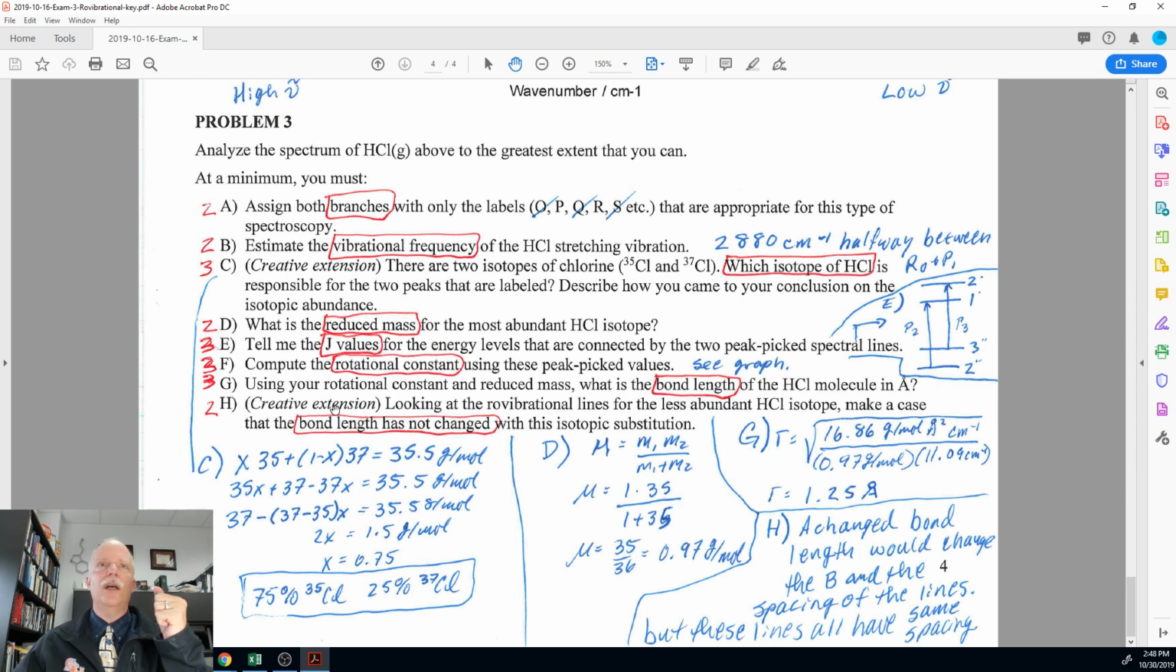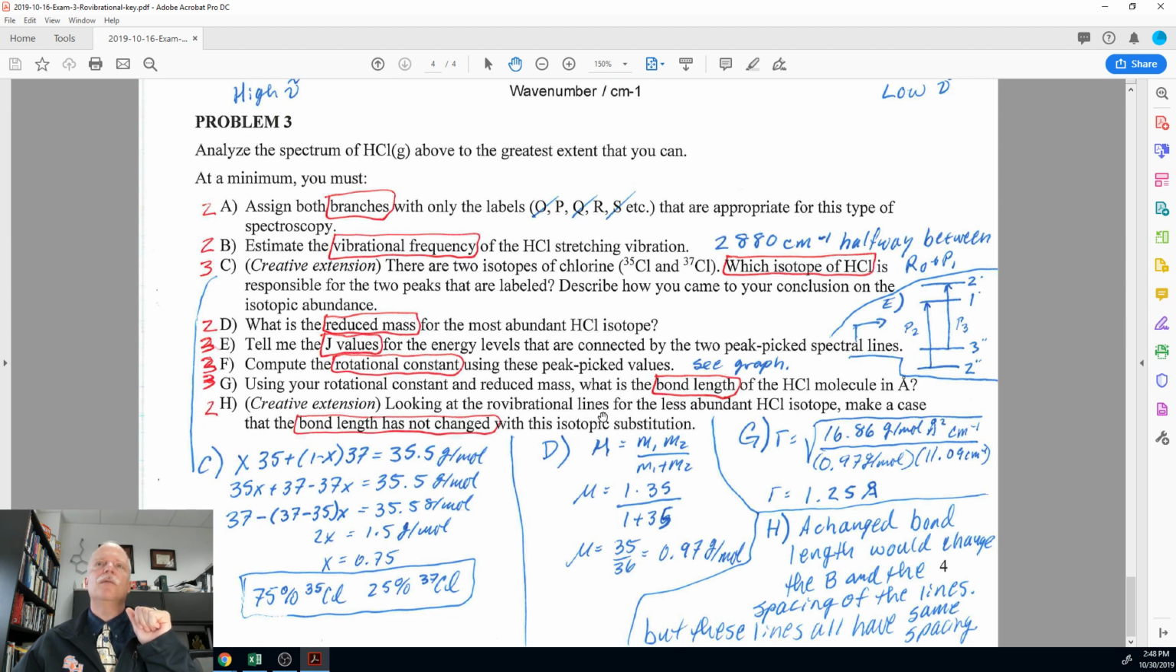And then we have a creative extension. Looking at the rovibrational lines for the less abundant HCl isotope, make a case that the bond length hasn't changed with this isotopic substitution. Now the answers were pretty varied, as you might expect from a creative extension type question. Some people said, there's not much difference between 35 and 37, and that was a totally valid answer, but you're really not using the spectrum to make that case.